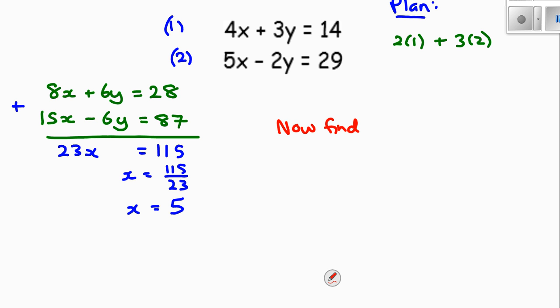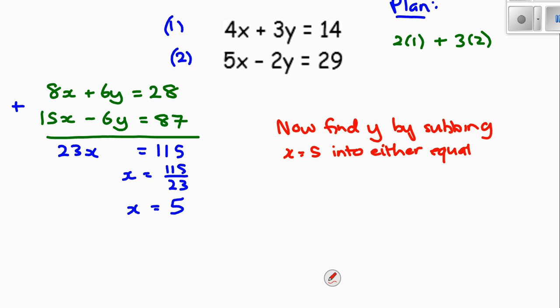So now find y by subbing x equals 5 into either equation. And I always sub them into the originals, because if you've made a mistake in doing the multiples that I've done in green, then maybe you can pick up you've made a mistake. So I tend to always sub into the original. We want to find y. Choose whichever one you want. I'm going to choose the first one.